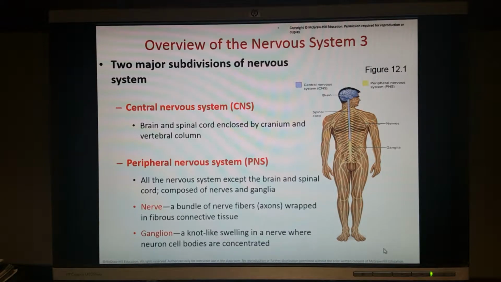For your peripheral nervous system, the two major parts of it are the nerve, which is a bundle of your nerve fibers. These are the axons that are part of your neuron cells. And a ganglion, which is a knot swelling in the nerve where there's a bunch of cell bodies, so they take up a little bit more space, creating that knot, where they're concentrated and there's a lot of connections between different nerves, between different neurons, so between the cells themselves.